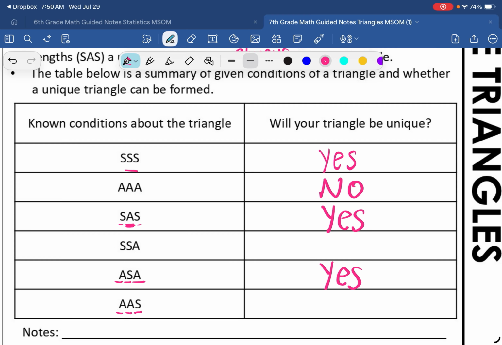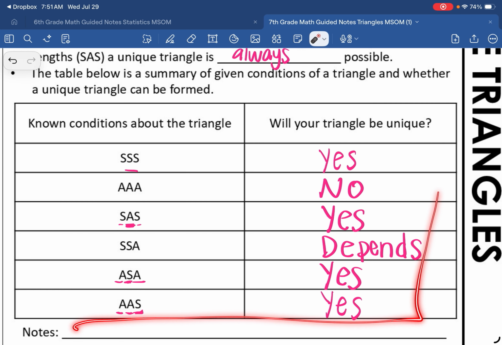Two angles and then a side that's not in the middle. So the order of these letters matters. This would be side in the middle, so it would be an angle and then the side in the middle. This would be an angle, and then the side that's not between them. So this would form a unique triangle. And with side, side, angle, it just kind of depends on the numbers. So some of them will be unique and some of them will not. This is just a quick summary. You will go more in depth with this idea of unique triangles in later math classes.